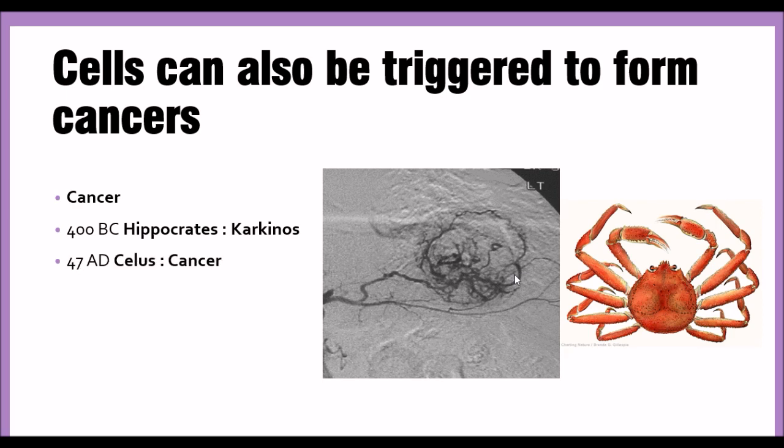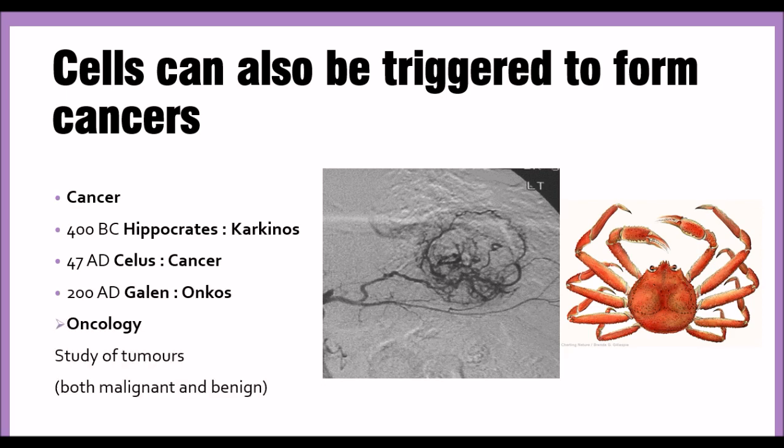But it was only around 47 AD that the Greco-Roman philosopher Celsus translated the Greek word to the Latin word we use today as cancer. And then finally, in 200 AD, that's when the term oncology came in to deal with the field of medicine. It was the Greek physician Galen that applied the term onkos to describe any tumors, both malignant and benign. And since then, we still use the same word to classify this discipline of medicine.